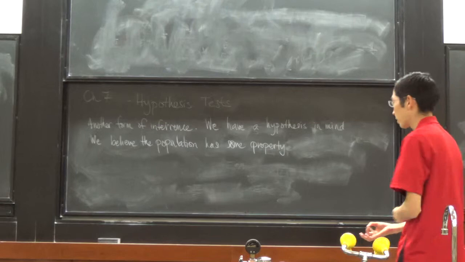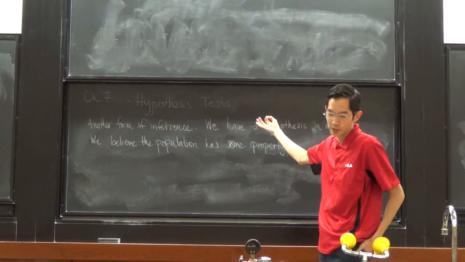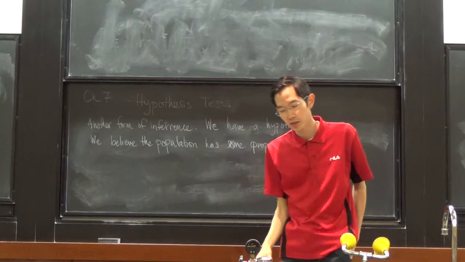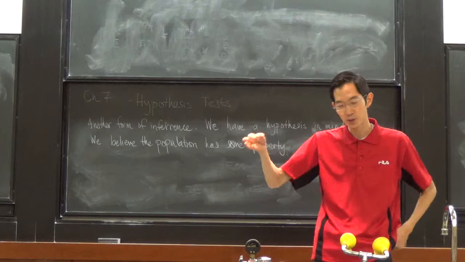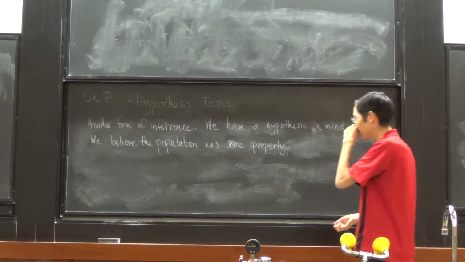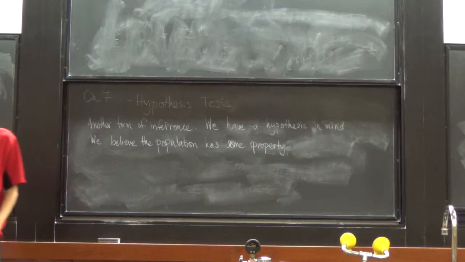So in chapter 7, our hypotheses state that the population has some mean value. We say, I believe that the mean of the population is this, or somebody is claiming that. So we believe the population has some property. This is one of our hypotheses, generally the null hypothesis.